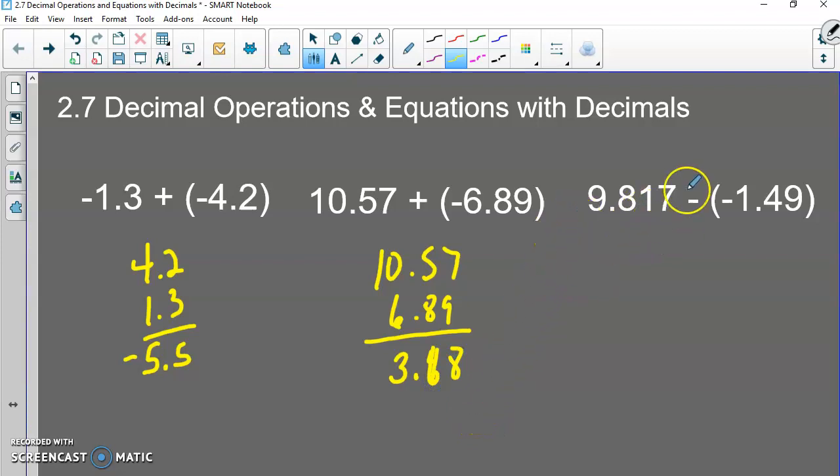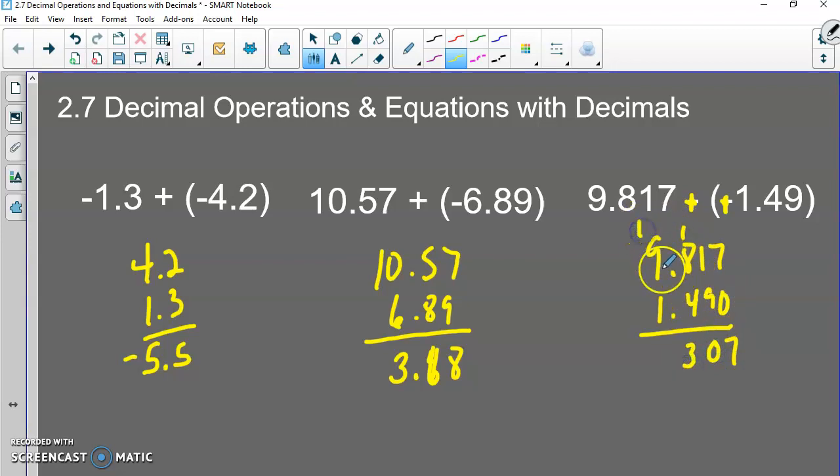Okay, moving on. We've got a minus sign here, and I want to take care of that before I do anything. So we'll make that a plus, and then we change this to a plus. Now it's all addition, right? It's two positives, and it's addition, so we're just going to, again, line up the decimals, 1.49, and add. When I don't have a place here, I'm just going to add a placeholder 0. Okay, now just add 7. That's going to be 10, carry the 1, 12, 13, and then we have 9, 10, 11.